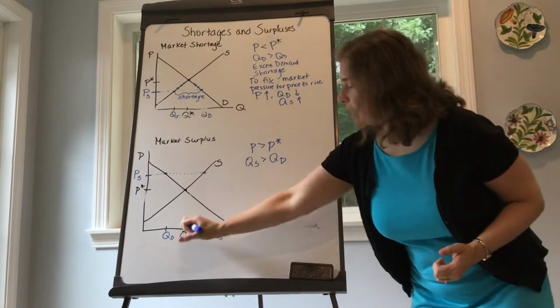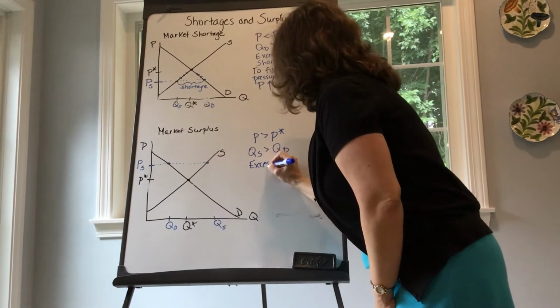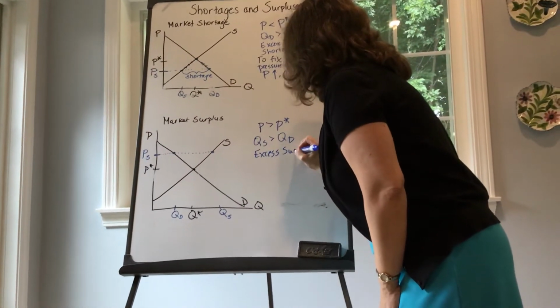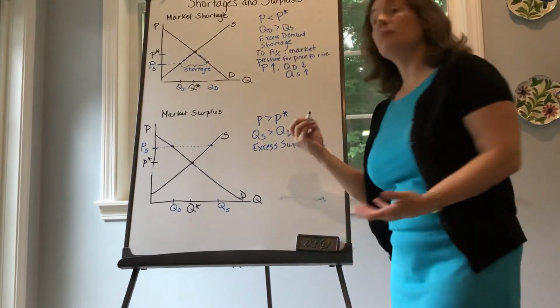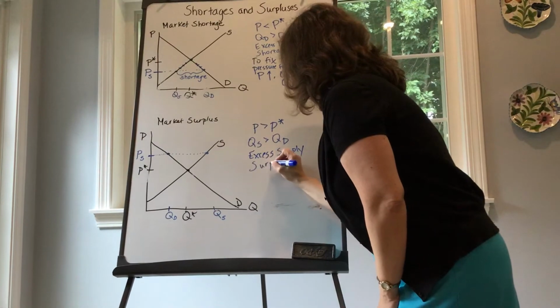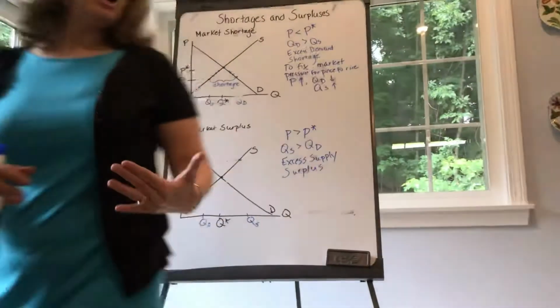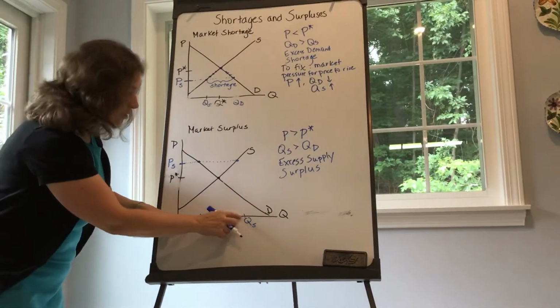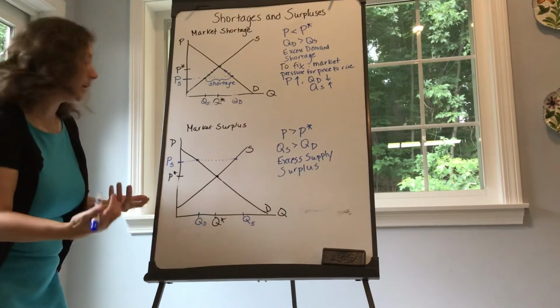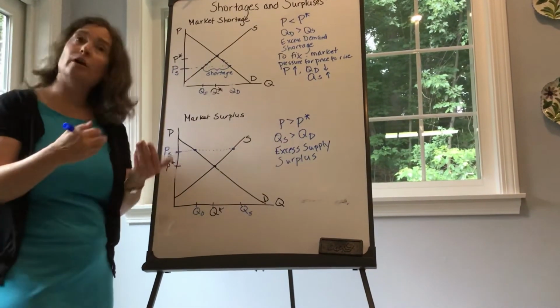Since our supply exceeds our demand, we might refer to this as an excess supply, or in more familiar terms, we might describe this as a market surplus. And I'm going to show you that surplus on the graph. It's the horizontal distance between the quantity supplied and the quantity demanded. It represents the extra items for sale for which there are no buyers.